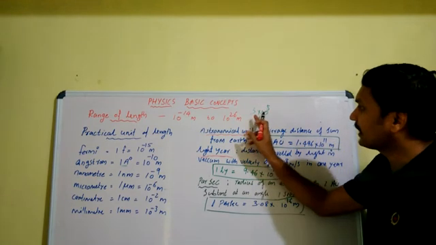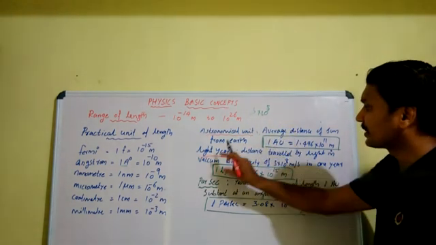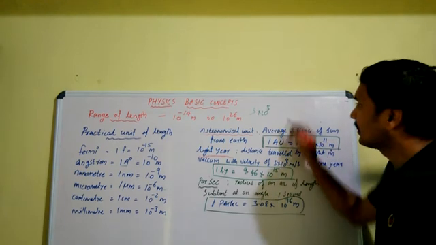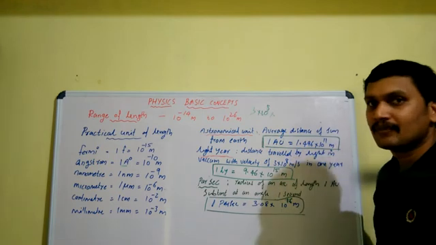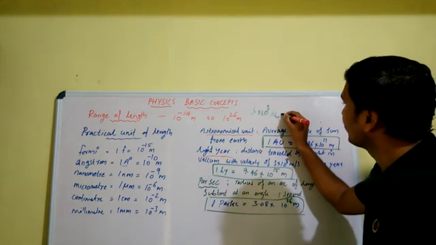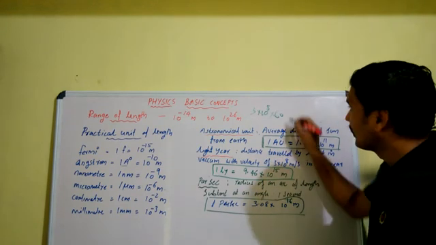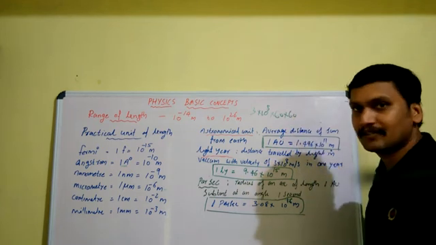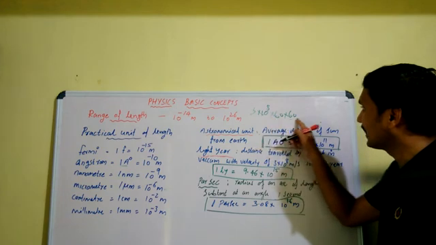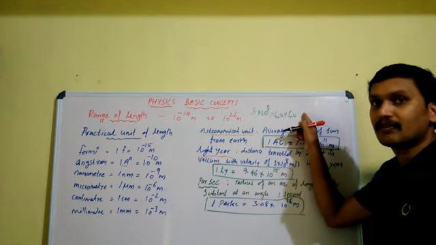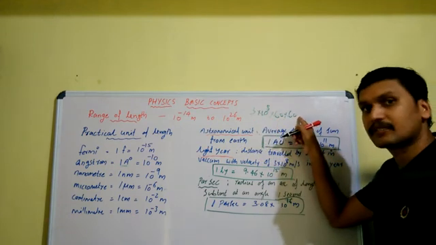So, in 1 second, light will travel a distance of 3 into 10 raised to 8 meter. To calculate the distance in 1 year, we just multiply by how many seconds there are in 1 year. We have 60 seconds in 1 minute, and 60 minutes in 1 hour. This is the distance travelled by light in 1 minute, and 1 minute into 60 gives 1 hour.